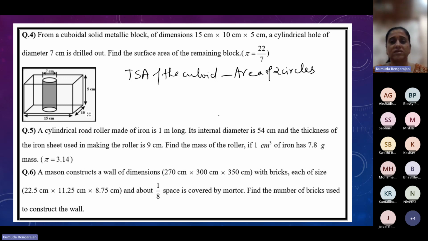And because the cylinder is drilled out, the cylindrical hole, a curved surface area is being created there. So if new area is created, add it: plus the CSA of the cylinder.